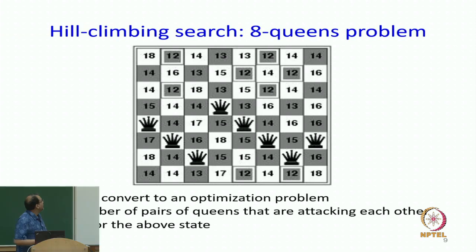For example, this queen in the first column is attacking the queen in the fifth column, and the queen in the first column is attacking the queens in the second and third column, and so you will keep adding 1 for each such pair of queens which are attacking each other. So, you will get h equal to 17, the heuristic or optimization function value, for this state.